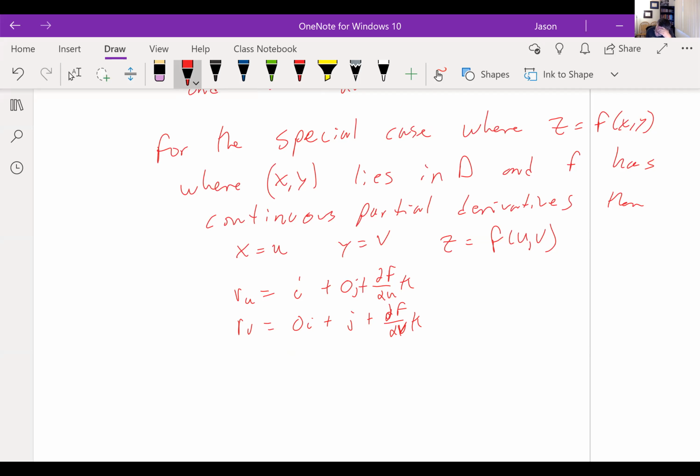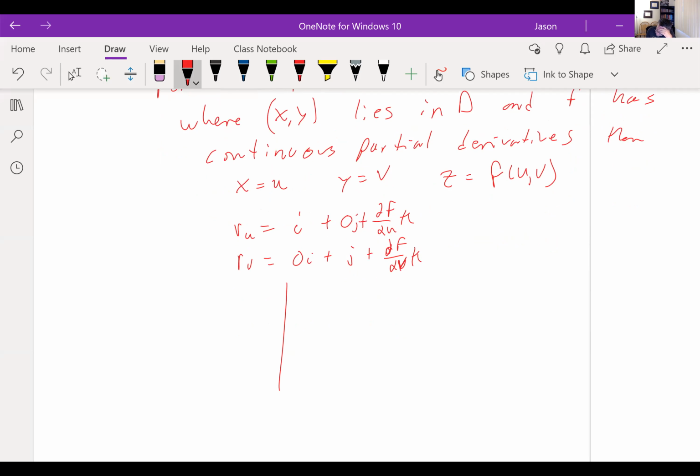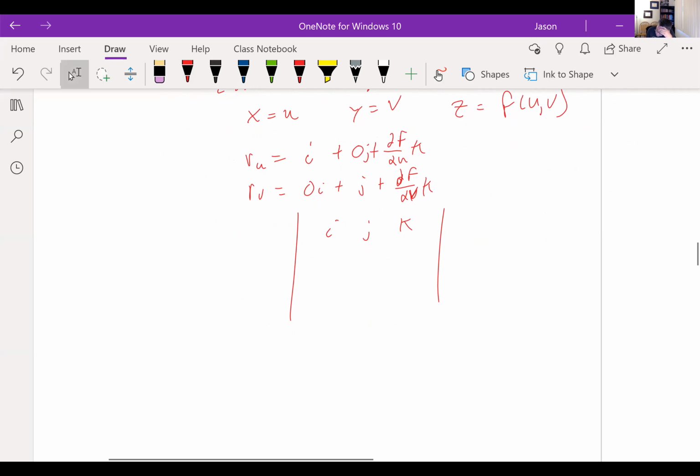Okay. So now what happens when we do the cross product of this? I, j, k business. So this is i, j, k. This is 1, 0, and the partial of f, partial of u. This is 0, 1, and the partial of f, partial of v.